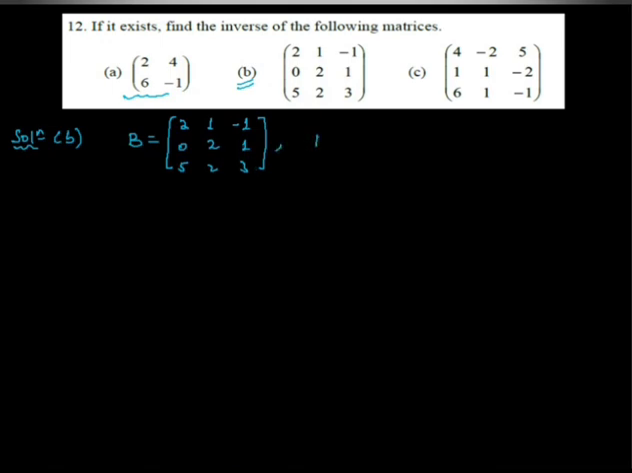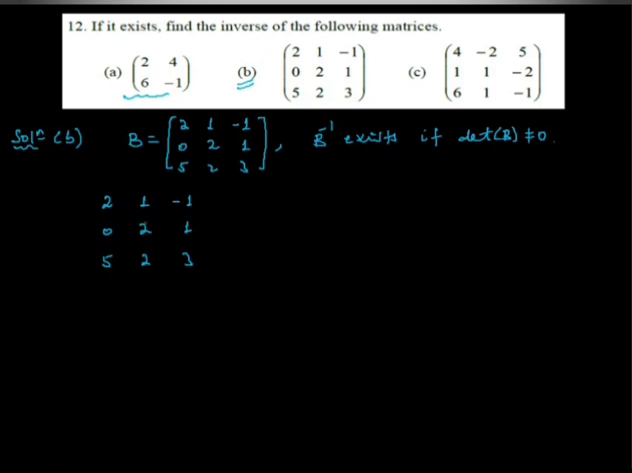Then B inverse exists if the determinant of B is non-zero. We must know this. So always first we need to determine the determinant. Here we will see a short way of finding the determinant. This is the matrix: 2 1 minus 1, 0 2 1, 5 2 3.